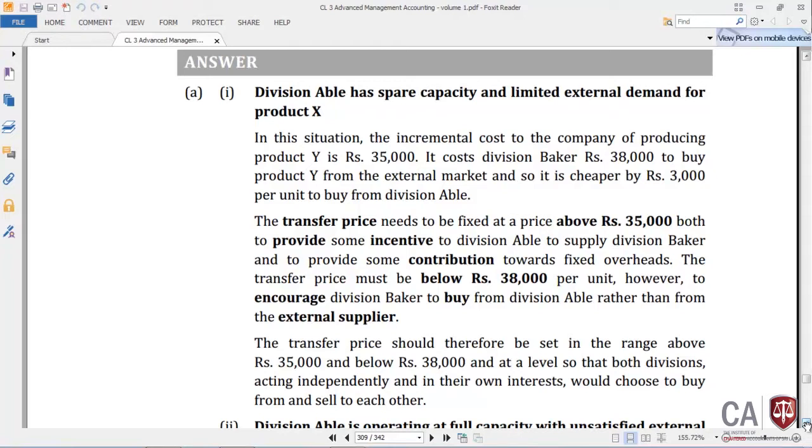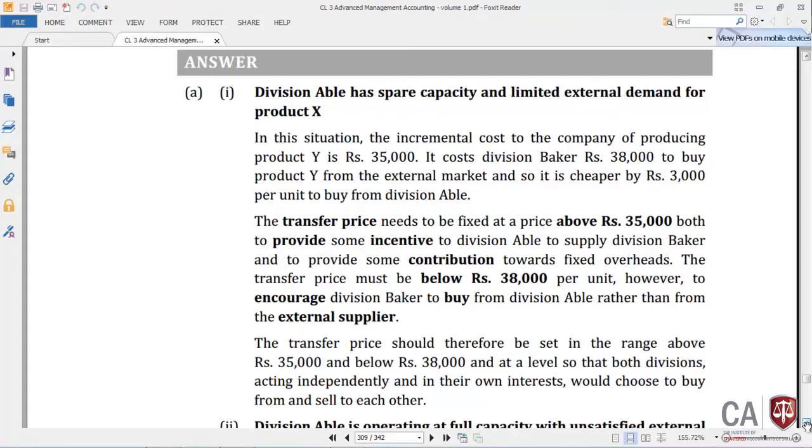The transfer price needs to be fixed at a price above 35,000, both to provide some incentive to division A to supply division B and to provide some contribution toward fixed overhead. The transfer price must be below 38,000. I think you can remember I have explained: A cannot charge more than 38,000 because B can buy it from outside for 38,000 rupees, to encourage division B to buy from division A rather than from an external supplier. Therefore, the answer: the transfer price should be set in the range of 35,000 and 38,000.